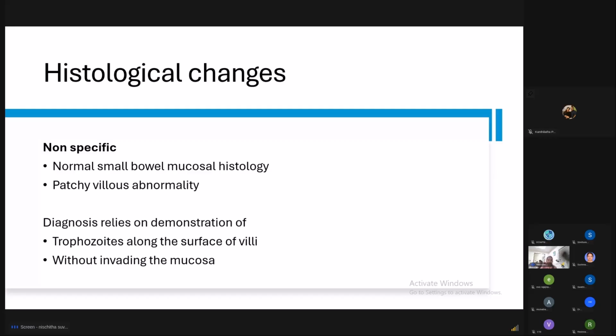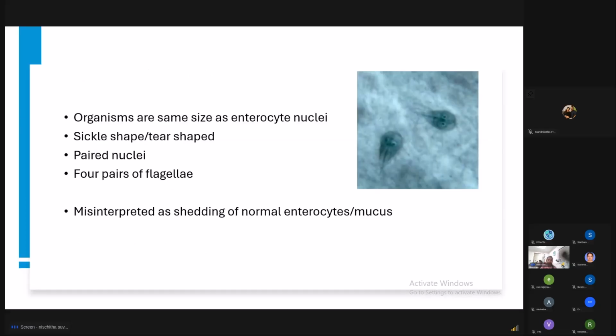And in this particular case, even though the histological changes were non-specific, diagnosis relies on demonstrating these trophozoites which are present along the surface of the villi. They are present on the surface and in between the villi, but there is no invasion into the underlying mucosa. These organisms are almost the same size as an enterocyte nucleus. They are sickle shaped or tear shaped organisms and have paired nuclei and 4 pairs of flagellae.